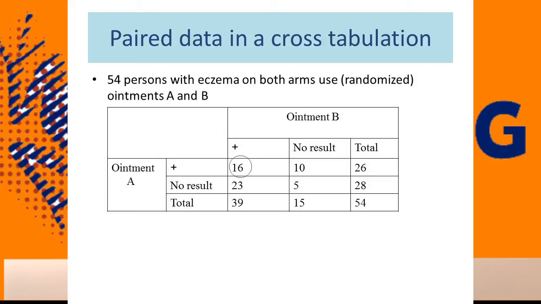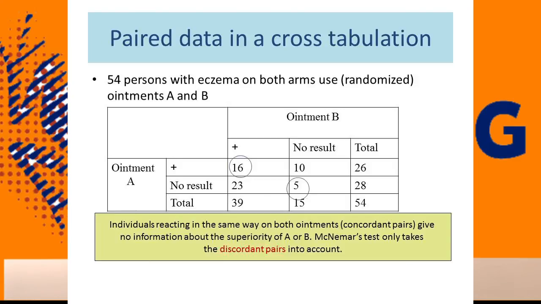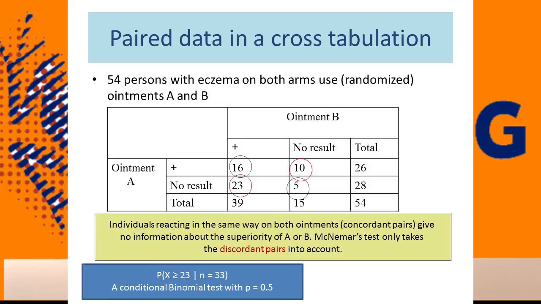16 individuals considered both ointments to be successful. 5 individuals said that both ointments were not successful. These 21 individuals, so-called concordant pairs, give no information about a possible difference between A and B. The null hypothesis states that both ointments have the same effect. If this is true, preference for one of the two ointments is by chance only. So we expect half of the so-called discordant pairs to give preference to A and the other half to give preference to B.